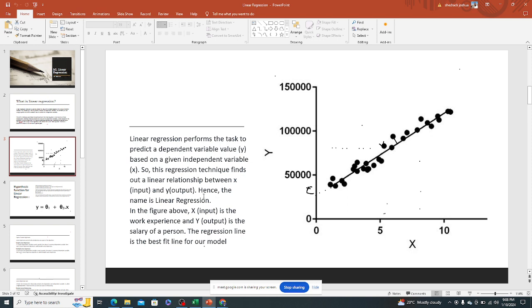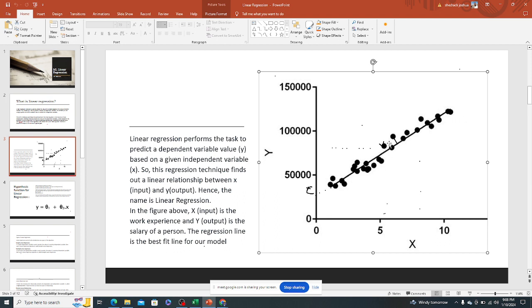Good. So in the figure above, the x input is the work experience in years, and the y output is the salary of a person. The regression line is the best fit line for our model. You can see the data points are scattered close to the regression line. This straight line is known as the regression line.